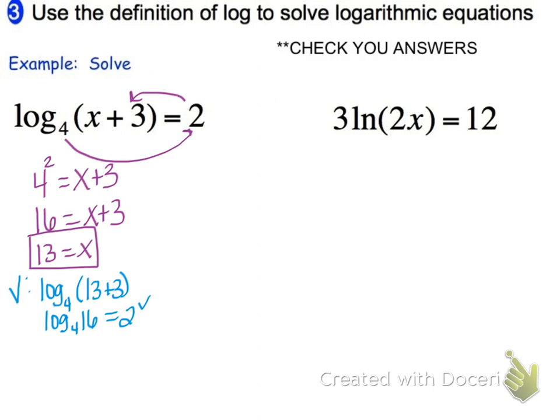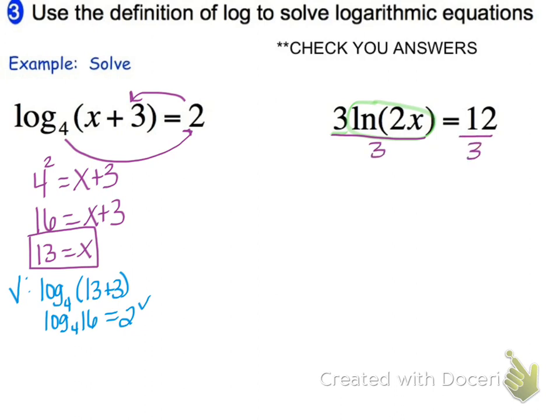Let's go ahead and take a look at another one. Now in this case, I can't do the log loop yet. And the reason is because I have this 3 in the front. I want to be just left with my logarithm before I go ahead and switch it to an exponential. So we'll go ahead and start by dividing both sides by 3.